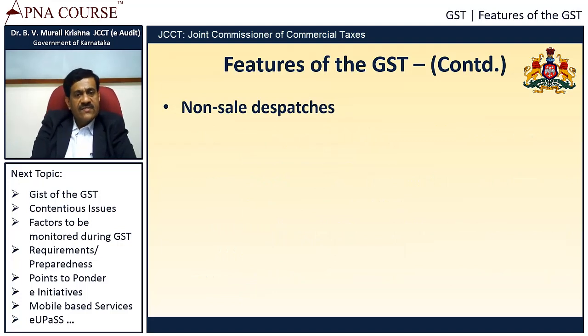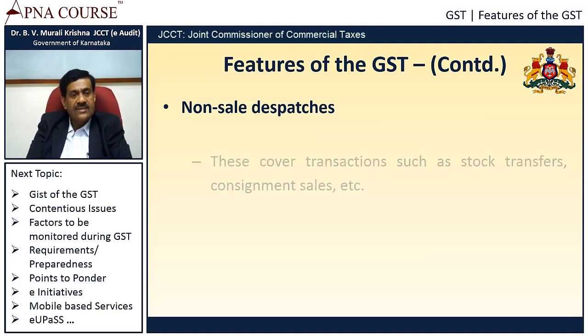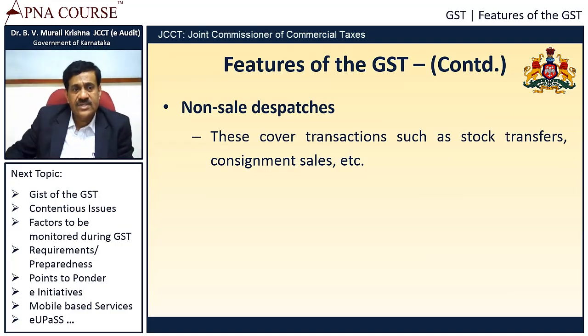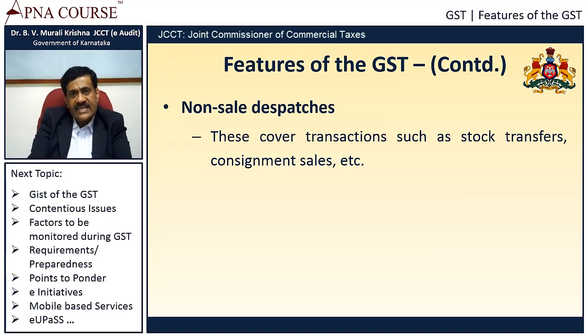Let us look at some other features of the GST. We looked at sale dispatches like supply. Non-sale dispatches means consignment transfers and stock transfers, that is, inter-depot transfers. Consignment sales means that on the basis of consignment, the agent sells the goods received from the principal, on a sale-or-return basis. So these transactions were never taxed all these years. Now in the GST regime, even stock transfers, consignment sales and inter-depot transfers we are putting under supply transactions, and on such non-sale dispatches also IGST, integrated goods and services tax, is collected.